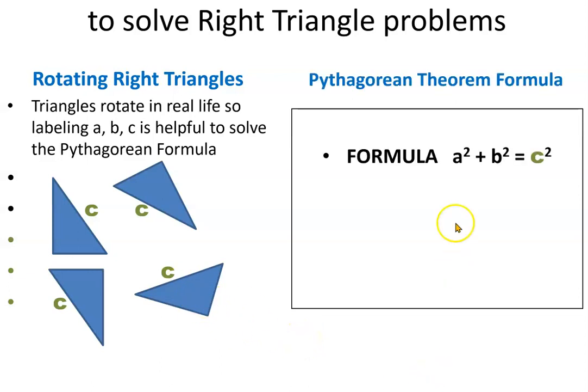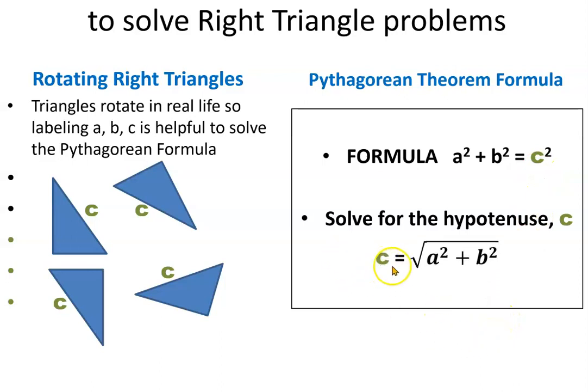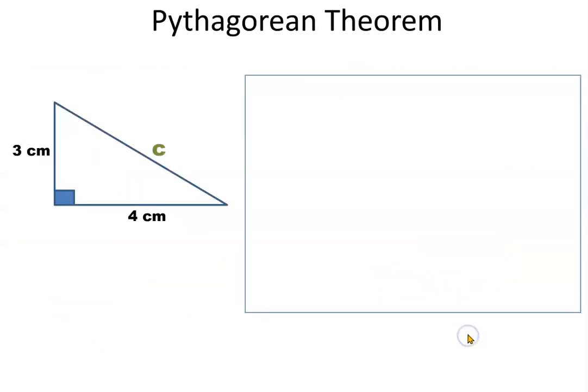The formula: a squared plus b squared equals c squared, where a and b are the two legs. So it's leg squared plus leg squared equals hypotenuse squared. We're going to solve for the hypotenuse c, and we'll do this on the next screen. c equals the square root of a squared plus b squared. So the square root of the sum of the legs squared. We'll do this proof on the next page.